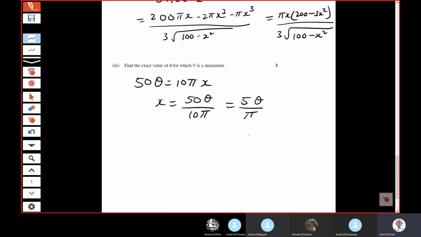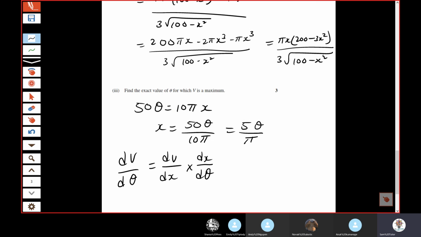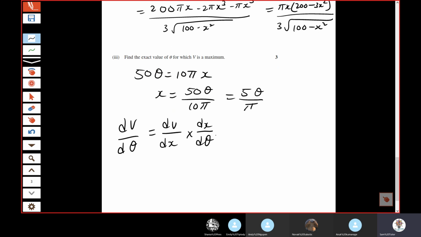That would be silly. So what I'm saying to do is, we want to find theta for V to be a maximum. Essentially, you're trying to find this. We know that that becomes dV on something times something on d theta. What is those somethings? dx. Do we have dV on dx? Yes. That's what you just found above. Do you have dx on d theta? No, but I have x in terms of theta, so I can work out dx on d theta.